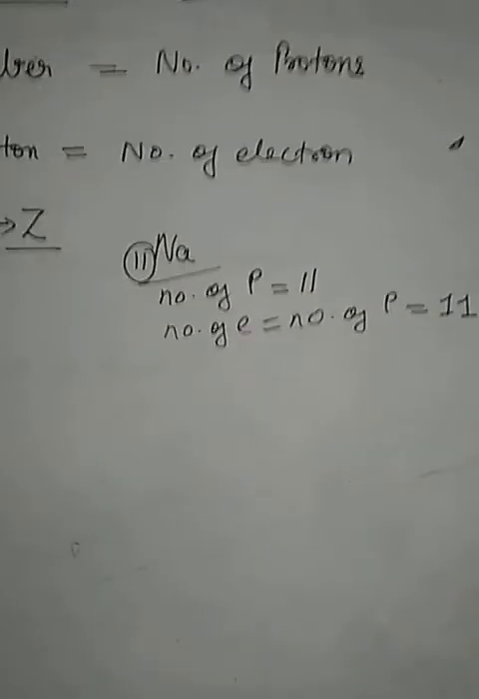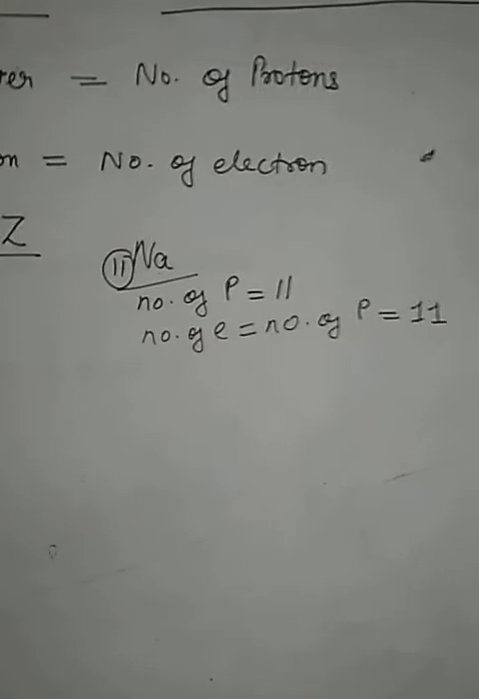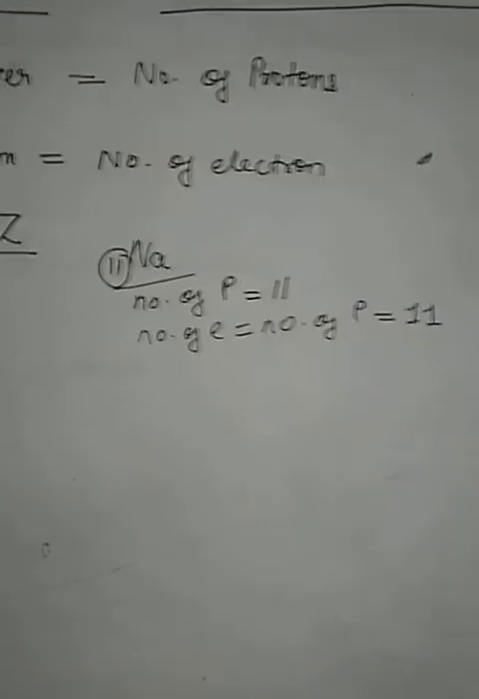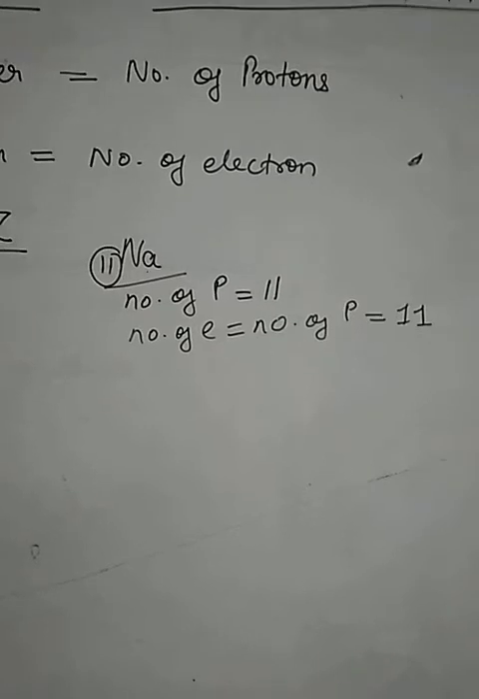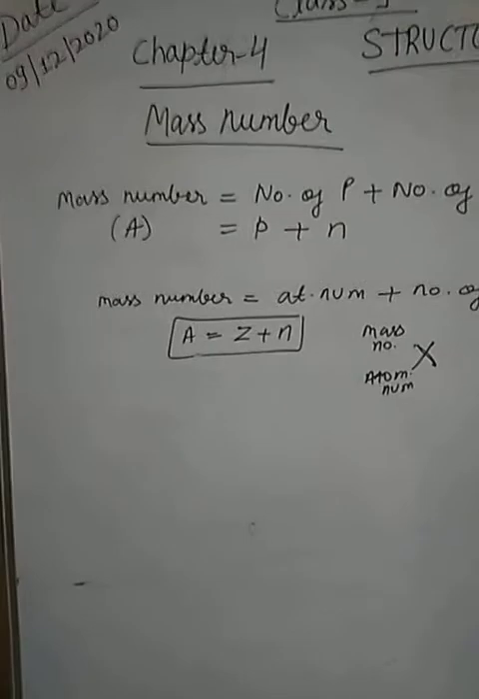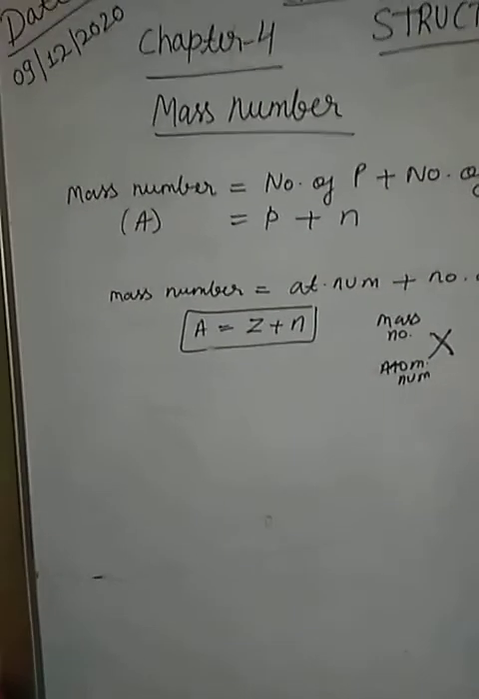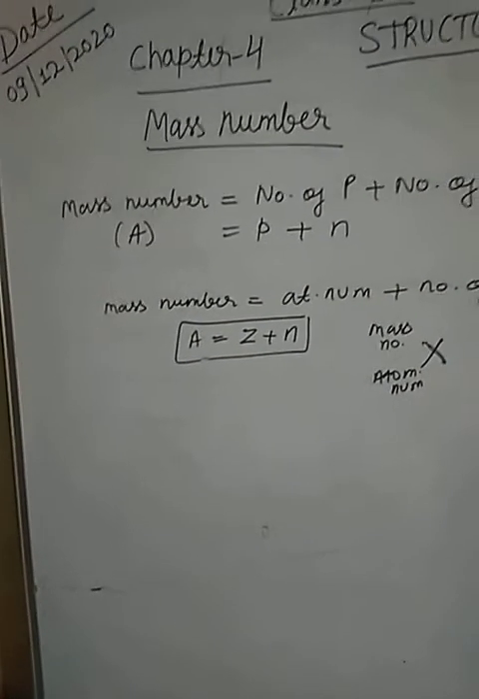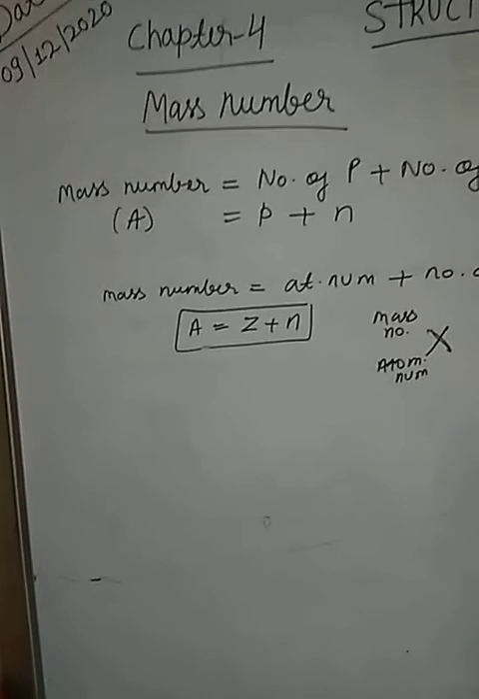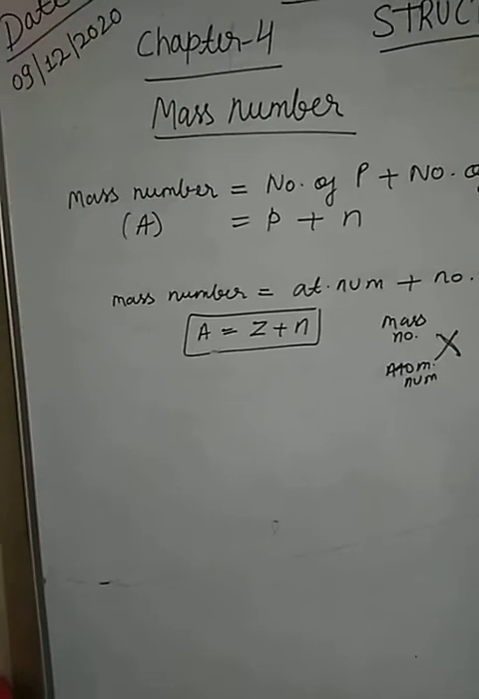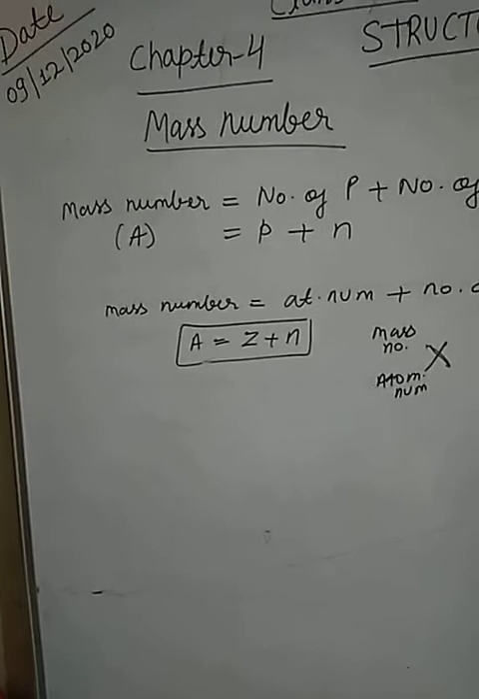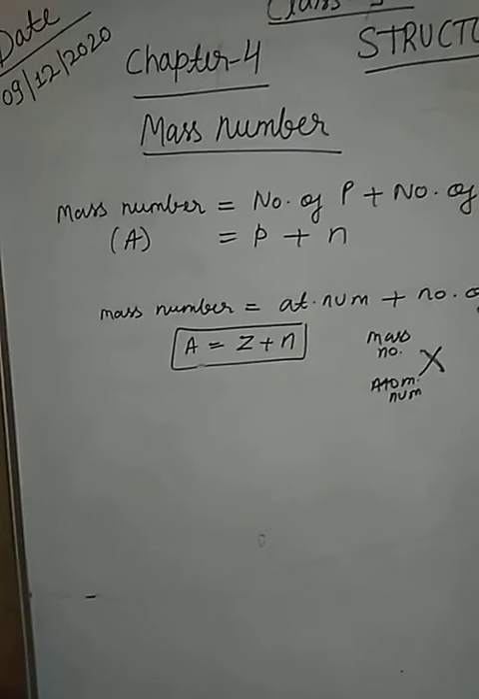So, with the help of atomic number, you are able to find the number of protons as well as the number of electrons of a neutral atom. Now, the next topic is mass number. Children, an atom consists of protons, neutrons and electrons, and the mass of the electrons is negligible. The real mass of an atom is determined by the protons and neutrons only.